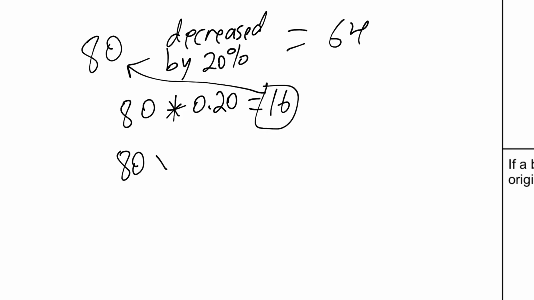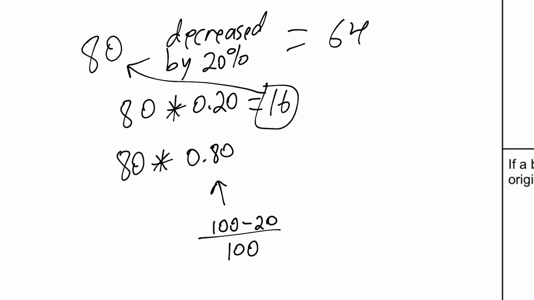It turns out, though, we can also multiply by 0.80. How do we get that? We take 100 minus 20 divided by 100. And this will give us straight to our answer, 64.